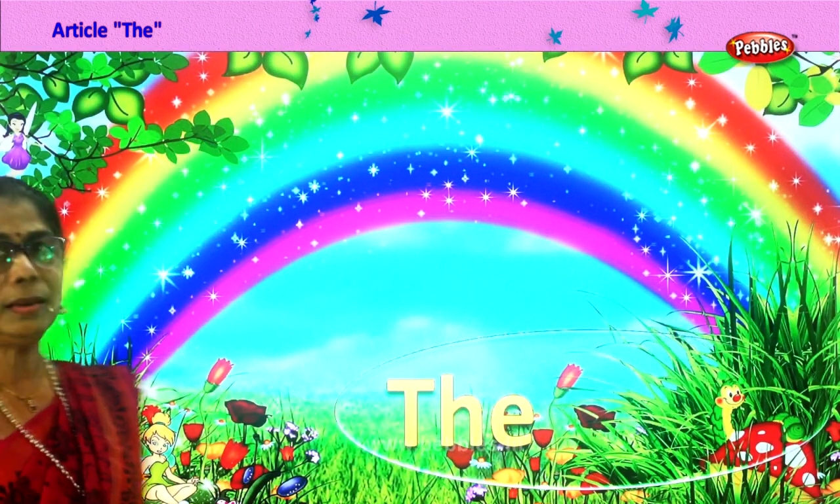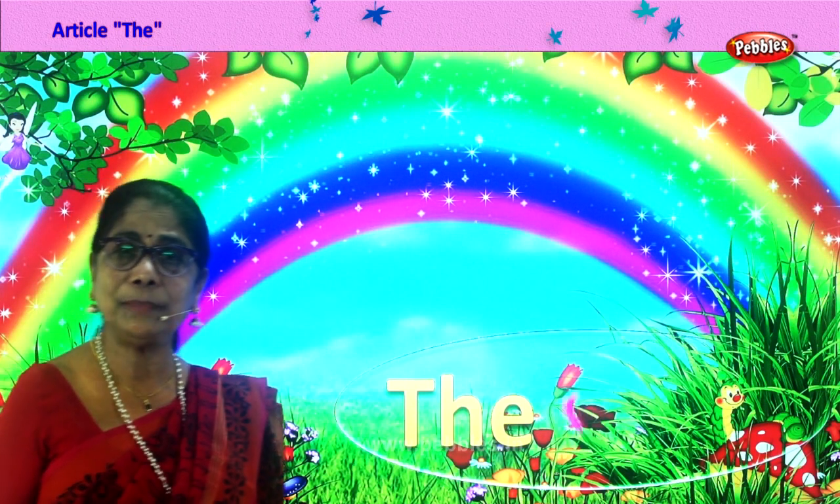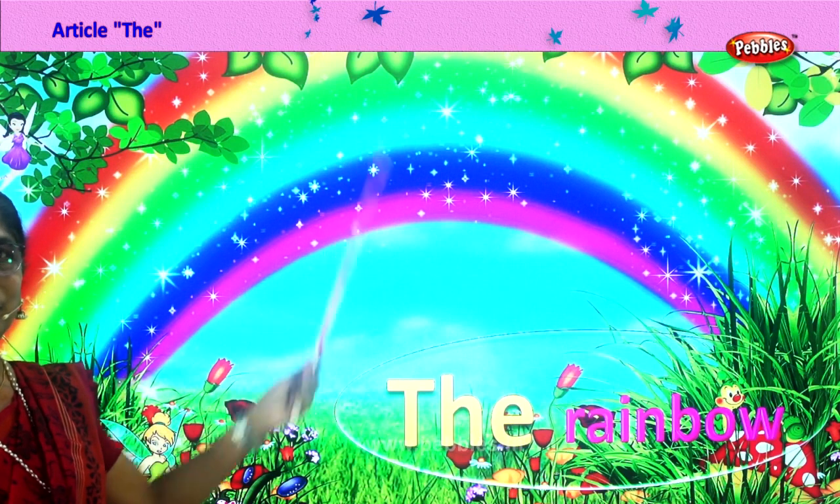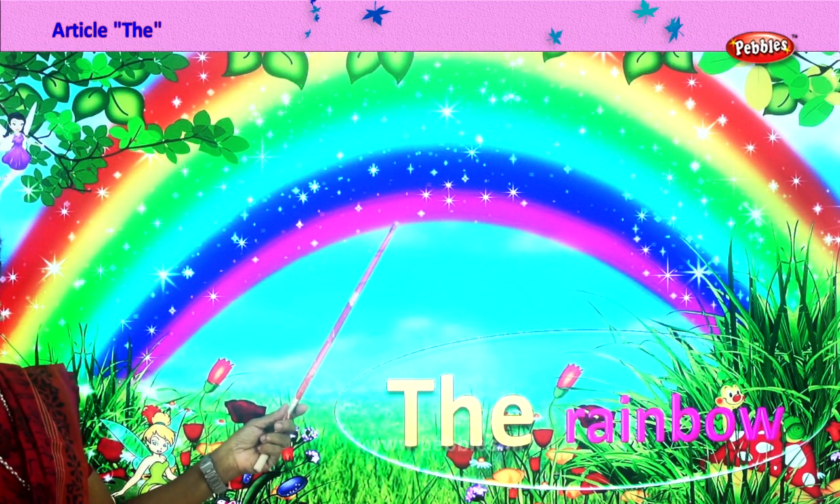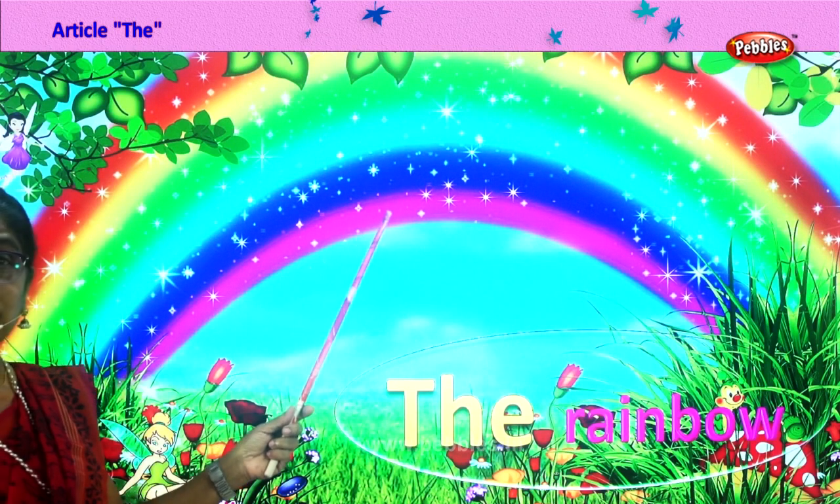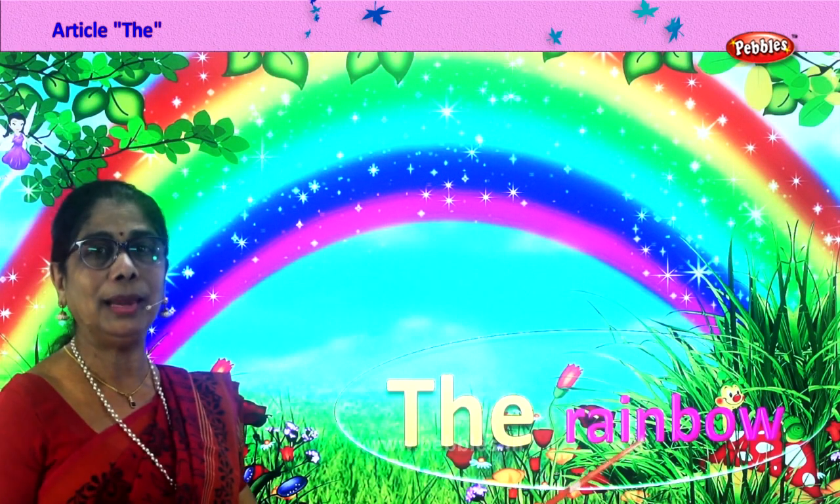Look what we see here. Oh, the most beautiful picture. After the rain, you see something across the sky. What is that? It has seven colors. What do you name it? Rainbow. It has seven colors. It comes up after the rain. The rainbow. You'll only see one rainbow.